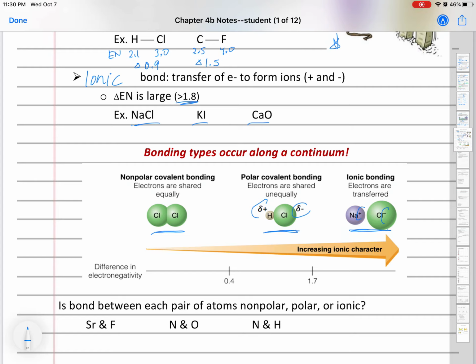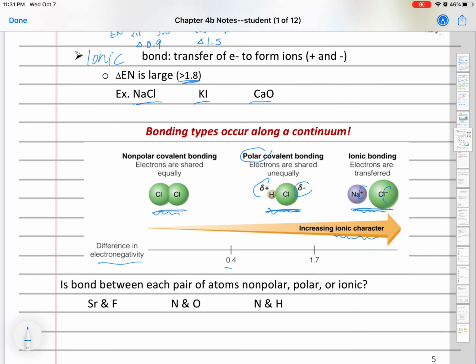Another way to say this is that as we increase the difference in electronegativity, we increase the ionic character of the bond. Sometimes you might see questions asking about polar compounds and saying that polar compounds have more ionic character than nonpolar compounds. Of course, ionic compounds will have the most ionic character, but the polar covalent compounds have ionic character in the sense that they do have partial charges. They're not fully ions, but they do have these pseudo charges.